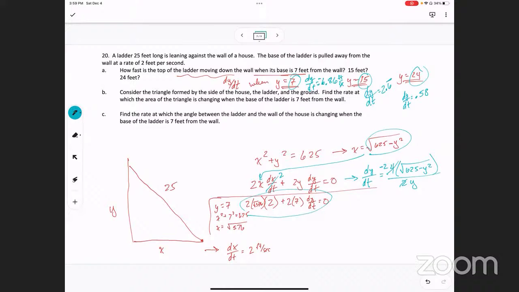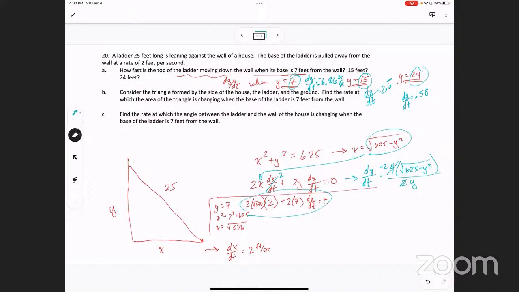Isn't dy/dt really just a speed? dy/dt, it's the speed. How fast is the top of the ladder moving down when it is 7 feet and the base is 7 feet? So when x is 7 feet, when x is 15 feet, when x is 24 feet, am I plugging in the wrong ones? I'm plugging in y equals 7. It's x equals 7. I'm an idiot.